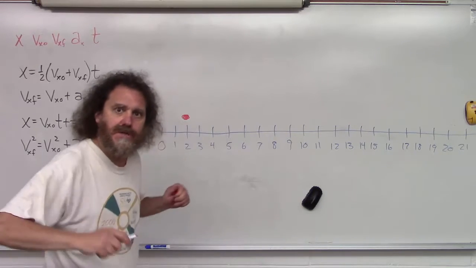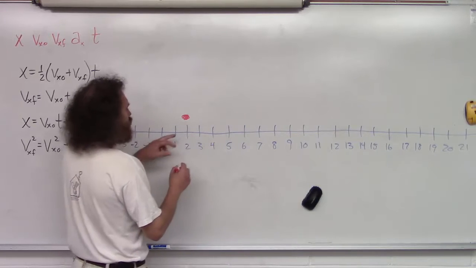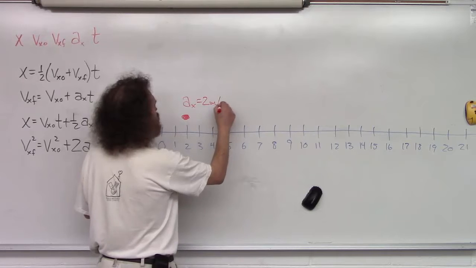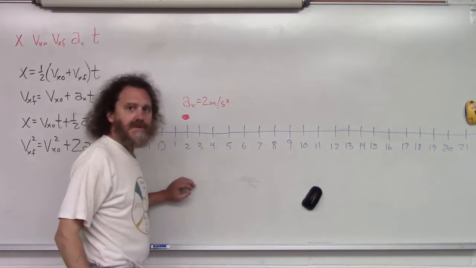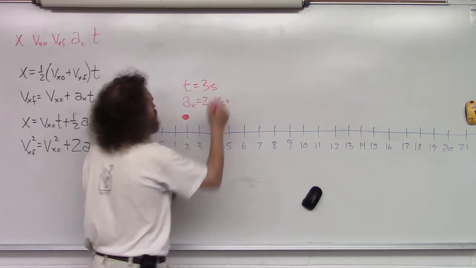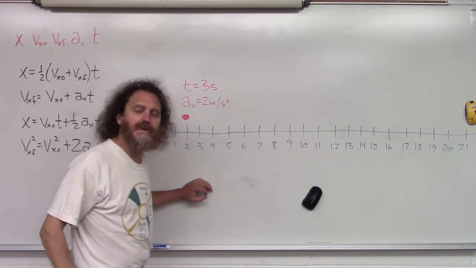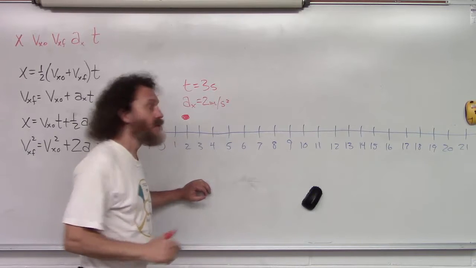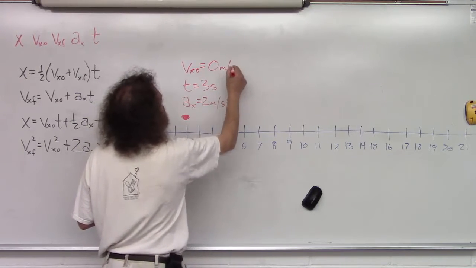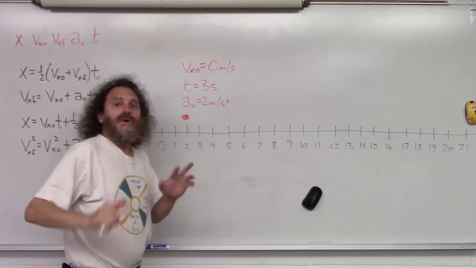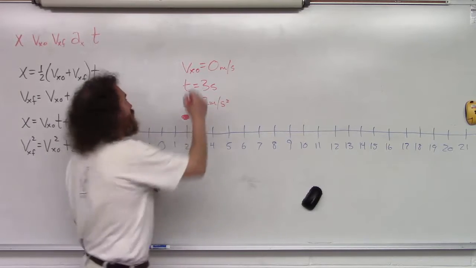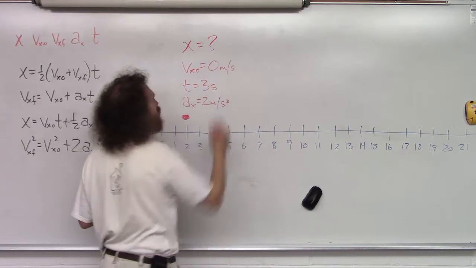Okay, so which things do we know? We know the acceleration, 2 meters per second squared, right? What else do we know? I said it's going to go for 3 seconds. That's the time. And what else do we know? Well, I said it's initially standing still. That means Vx naught is 0. And what do we want to know? Well, I asked how far it will have gone after 3 seconds. X is what we want to know.